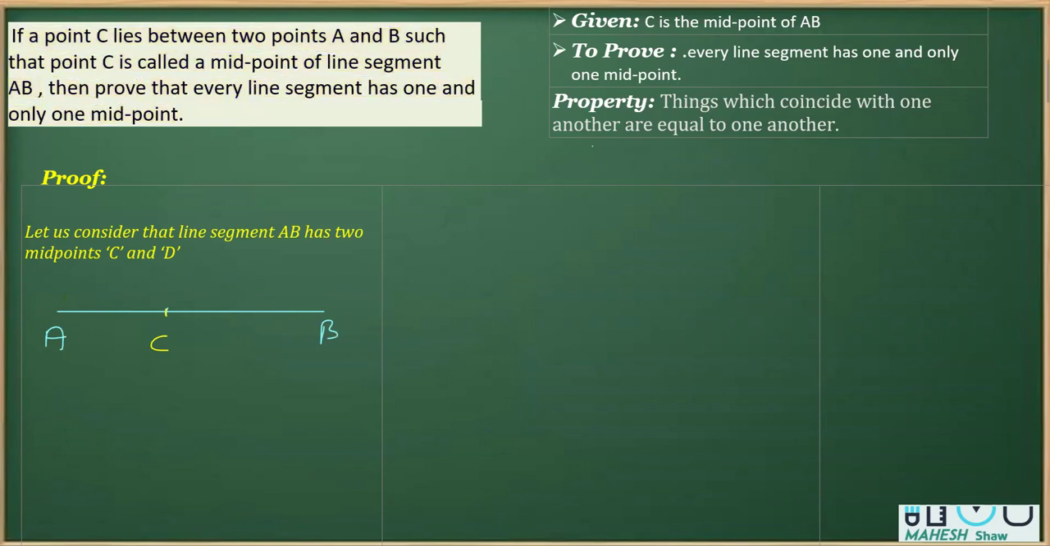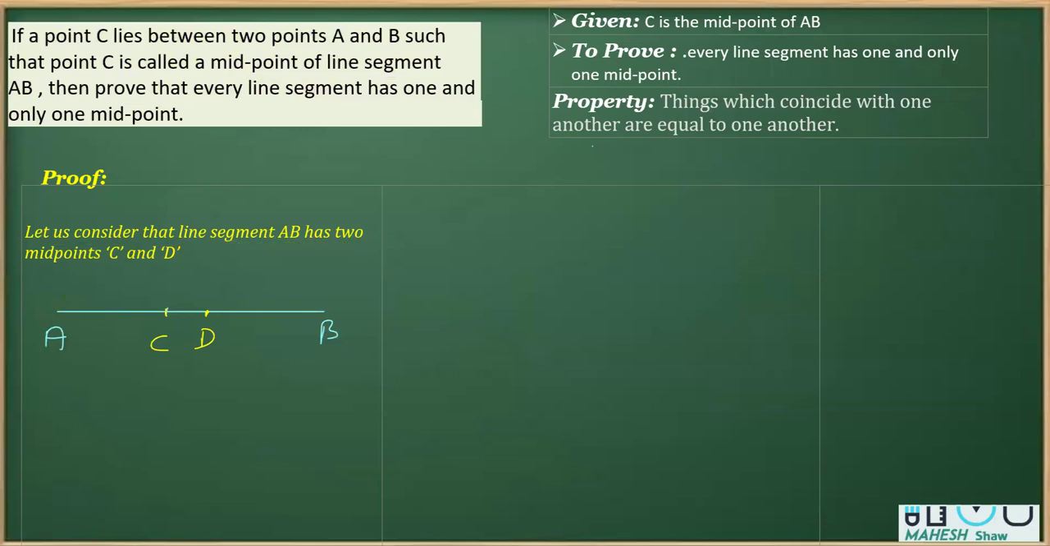So we are going to do this question by the method of contradiction. Let's say over here, we will consider D as another midpoint. So you have to write down the statement that let's consider the line segment AB has 2 midpoints, that is C and D.